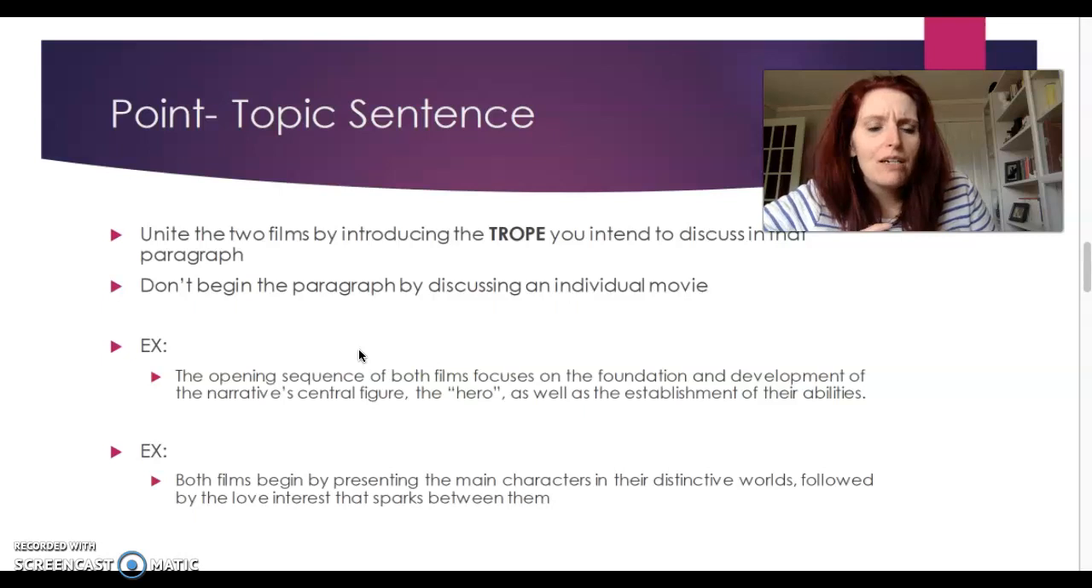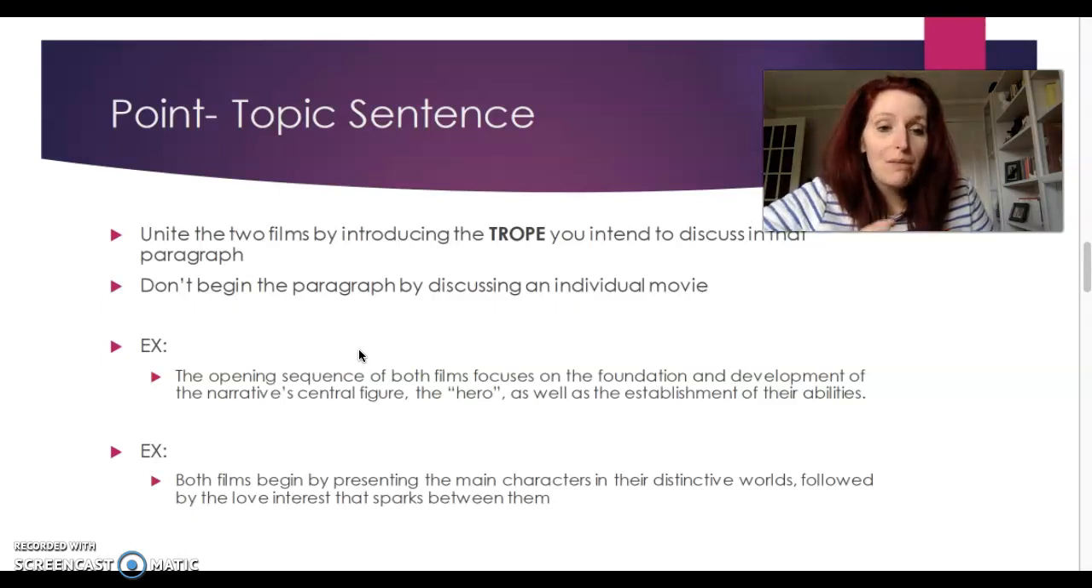What I mean by uniting the two films together is, you don't want to start a paragraph by discussing an individual movie. The point of this paper is to compare both of the films, and the point of the paragraph is to talk about the differences between the two. So you want to make sure that you introduce them together collectively before you jump right in and illustrate the point you're trying to make. So to reiterate, your topic sentence is going to talk about the trope, not the individual films.